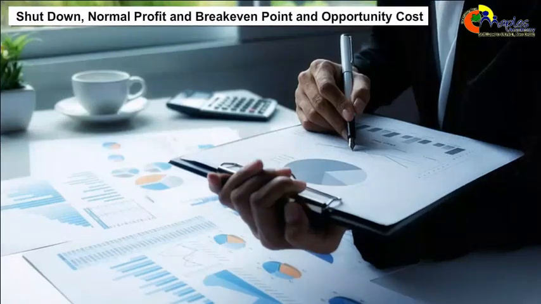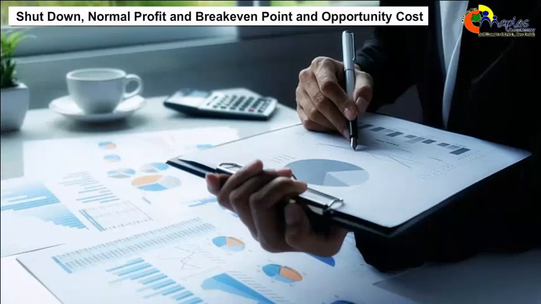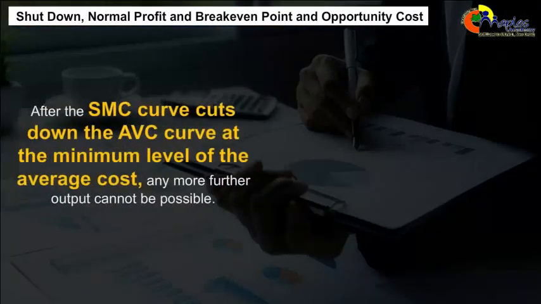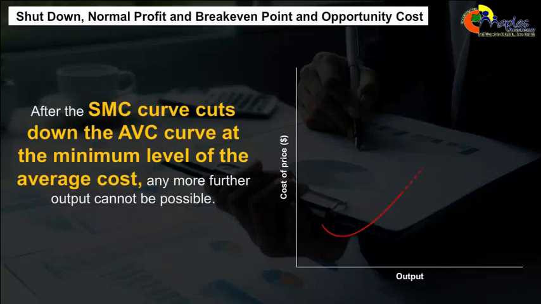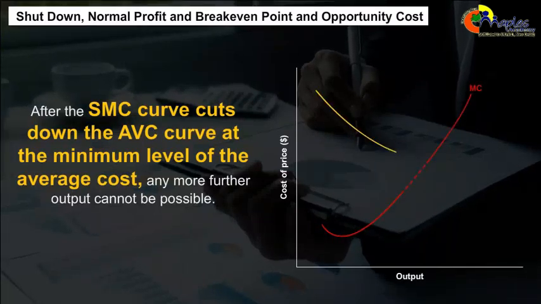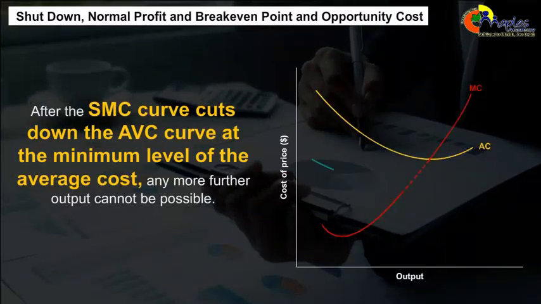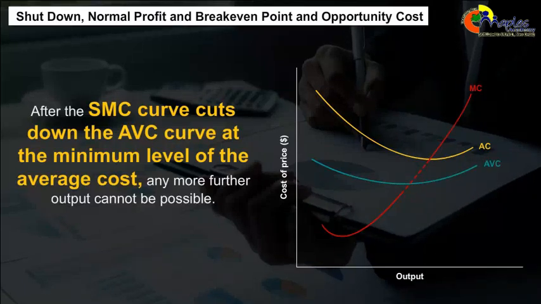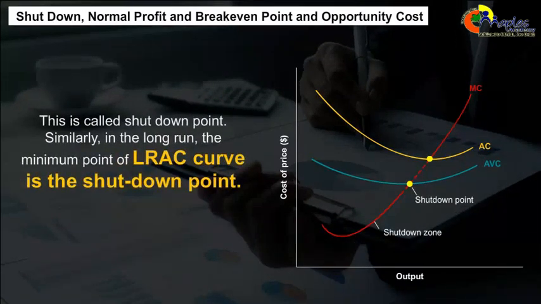Shutdown, normal profit, break-even point and opportunity cost. After the SMC curve cuts the AVC curve at the minimum level of the average cost, any further output cannot be possible. This is called the shutdown point.